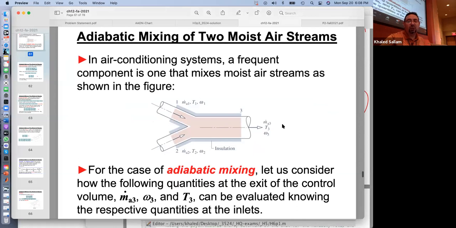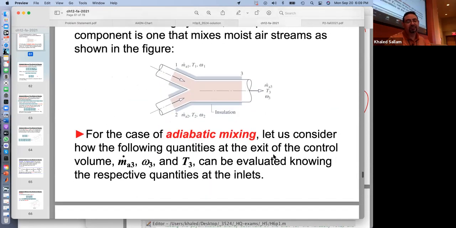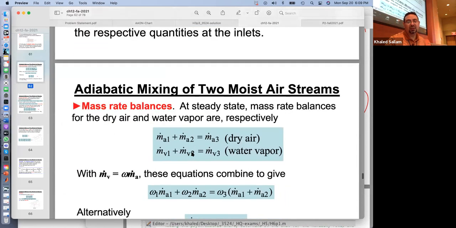So what do we want? You can see here there are three things at the end that we want to calculate. Two m dots. When we say W or omega 3, we actually mean m dot air multiplied by omega, so that's m dot water. So there is m dot air, m dot water, and the temperature. Those are the three unknowns. So we have two continuity equations and one energy equation. Those are what we are after.